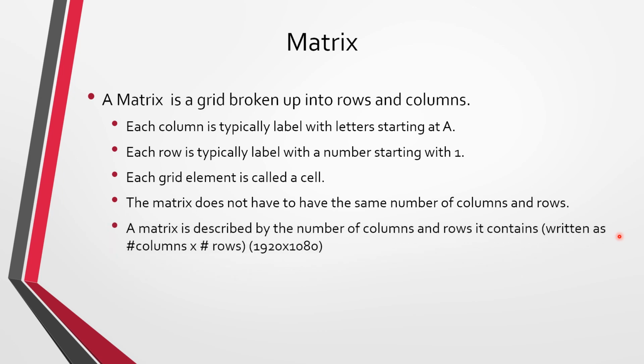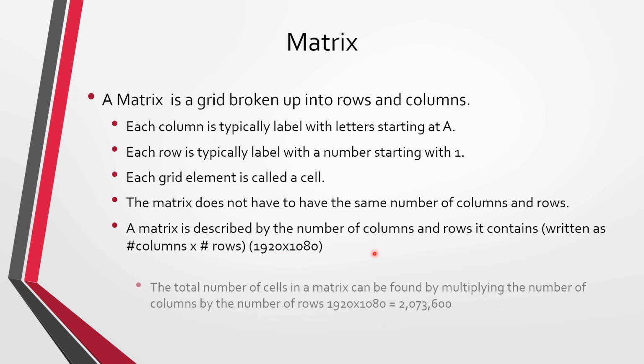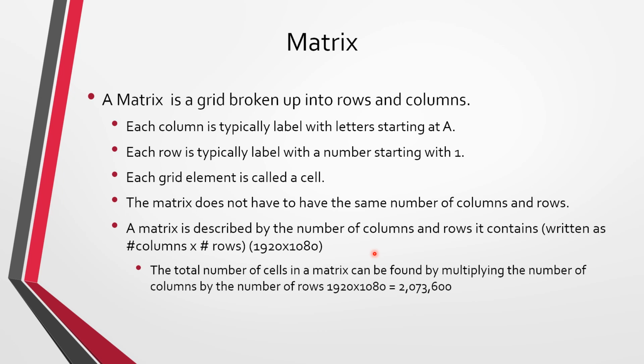A matrix is described by the number of columns and rows it contains, written as number of columns by number of rows. This could be 1920 by 1080. The total number of cells in a matrix can be found by multiplying the number of columns by the number of rows. In the example given before, it would equal 2 million plus individual cells, which is what this matrix would be made up of. We could call this 2 megapixels. So if this was an image, we can call it 2 megapixels.